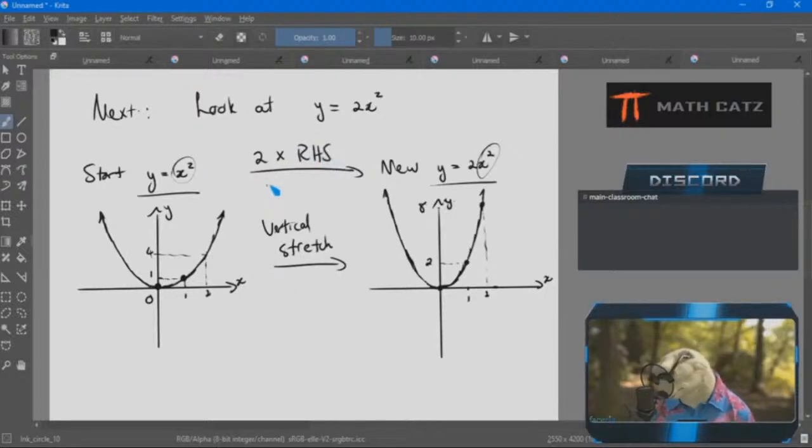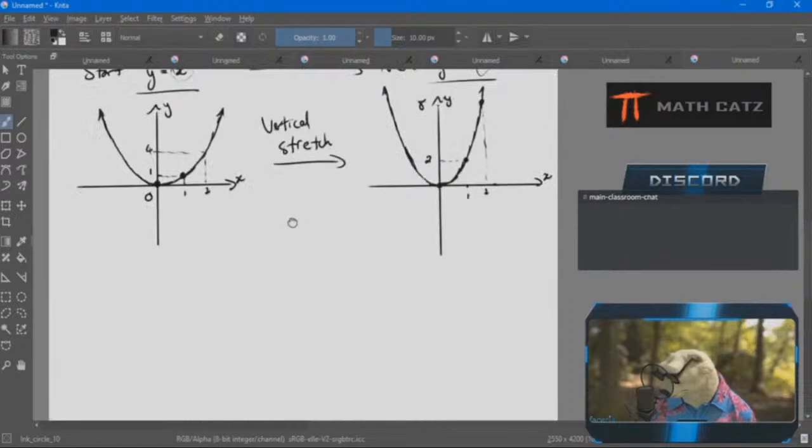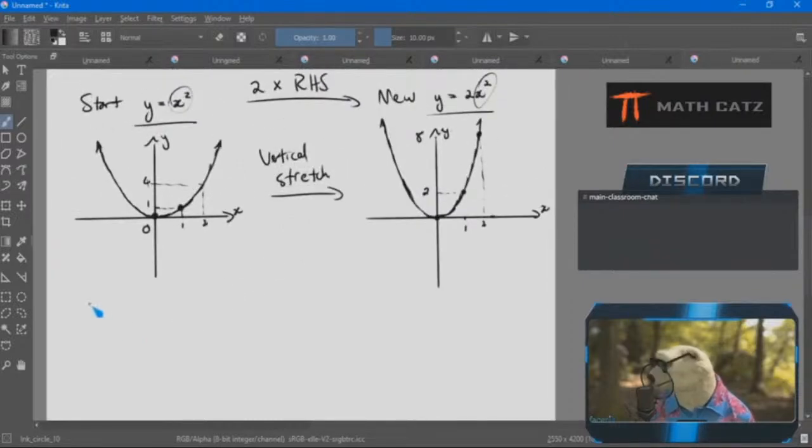Now, of course, you can see it, or you can very quickly, hopefully, think that if I took a fraction, like a half, then all the y values would be reduced by the same factor, and I get a vertical compression. So let's summarize it over here.